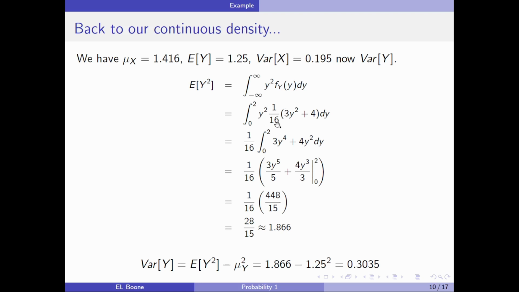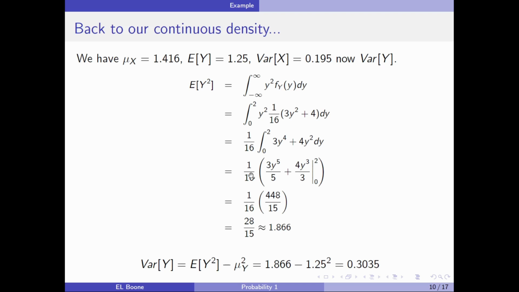Here we're going to have 1/16, and then we're going to pull it out, push the y squared through, integrate it, come out here, come up with 0 to 2, and that comes out to 448/15. Yeah, it takes a while to work it down, but it does. Then you multiply that by 1/16, you get 28 over 15, or approximately 1.866.